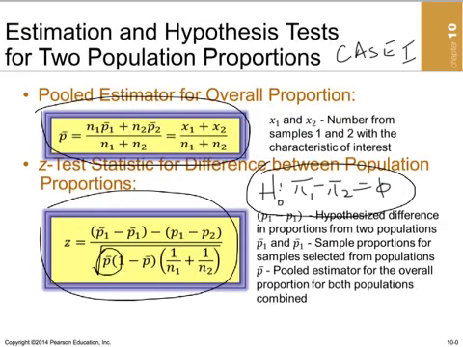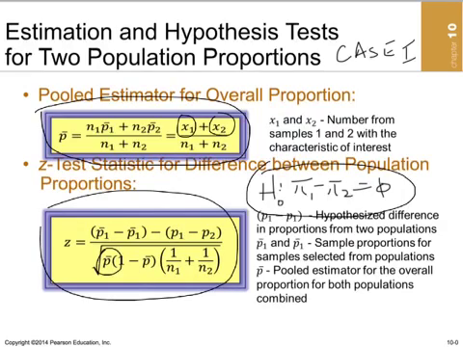Okay? So notice that the pooled sample estimator is really combining two samples. That's essentially what it's doing. It's taking all the observations from sample 1 and adding them to the observations from sample 2, and then dividing by the sum of those two samples. In other words, we create a big sample.